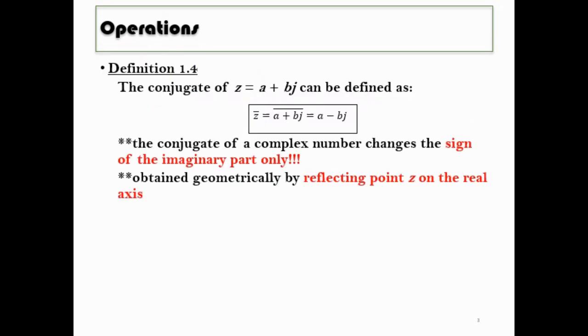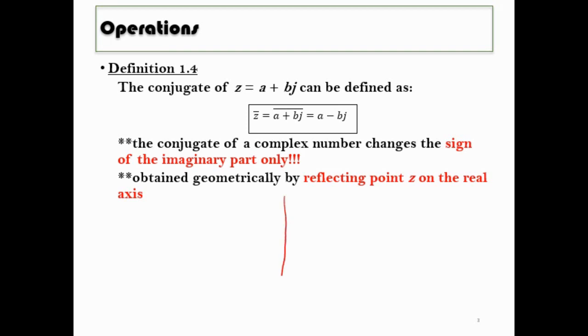So the next important thing on complex numbers is the conjugate of a complex number. The conjugate of complex number z can be defined as z bar is equal to a plus bj bar, and it actually means a minus bj. So meaning we change the sign of the imaginary part only. It is obtained geometrically by reflecting point z on the real x-axis.